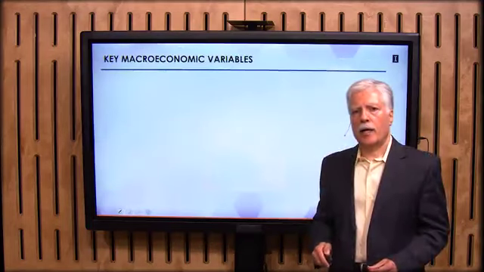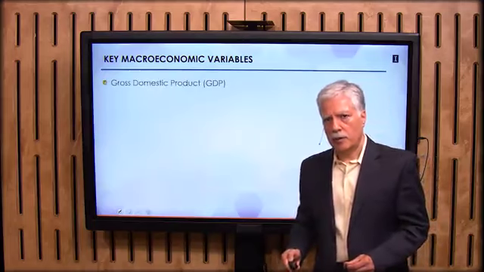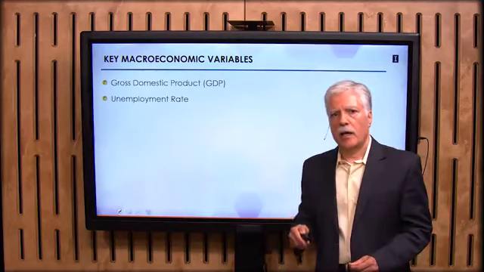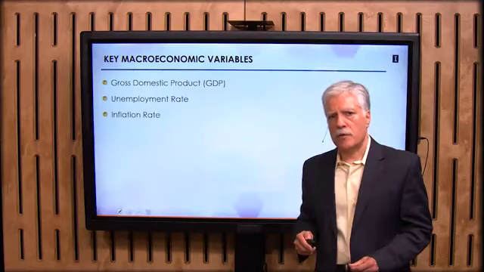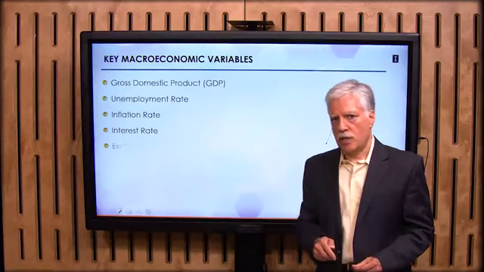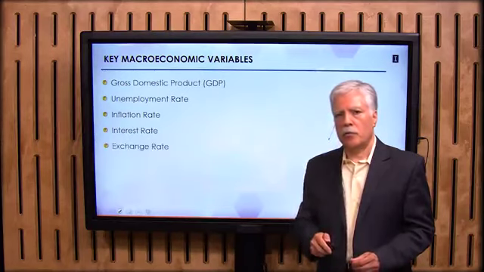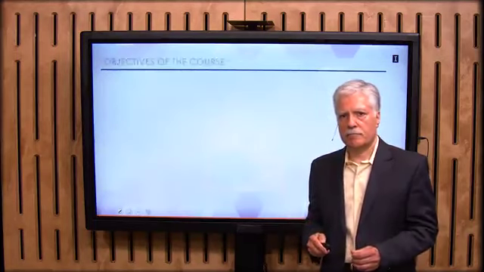We're going to be looking at the determinants of key macroeconomic variables: the GDP, the unemployment rate, and the inflation rate. In the previous course, we looked at the determinants of interest rate and exchange rate. If you would like to know more about those, please refer to the previous course.